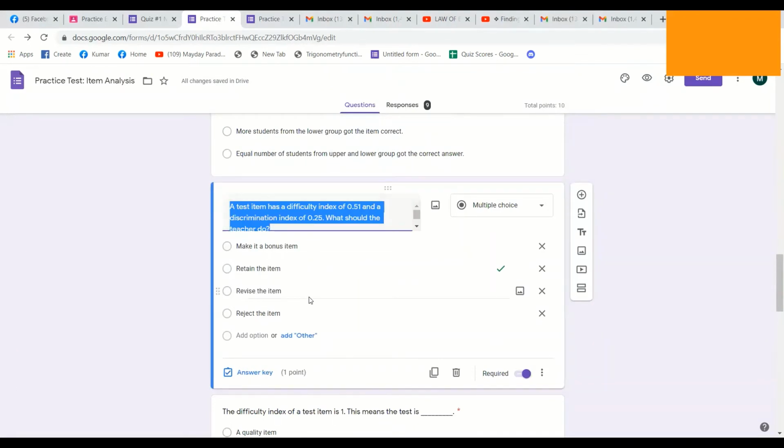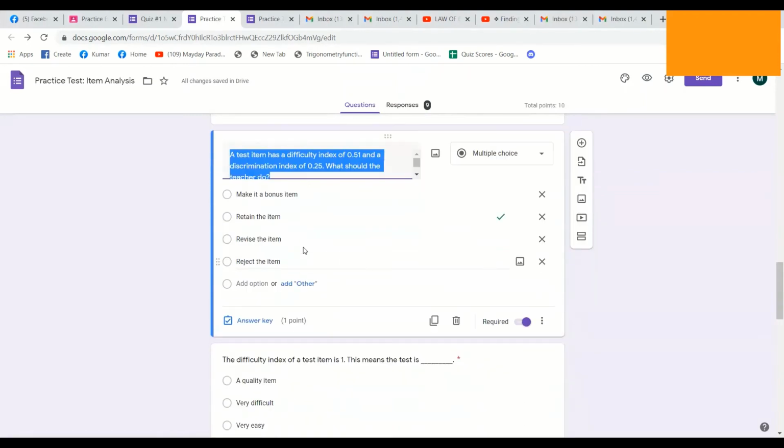The test item has a difficulty index of 0.51 and a discrimination index of 0.25. What should the teacher do? Okay, the acceptance interval of a difficulty index is 0.2 to 0.80, in which we accept that one. Also the discrimination index acceptance is 0.2 to 1. So both are accepted. Therefore, we should retain the test item.